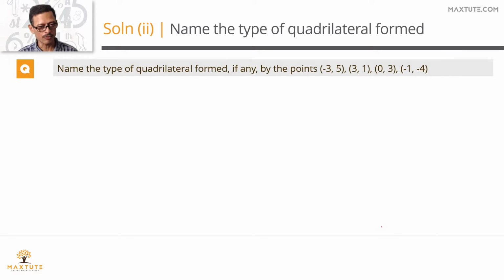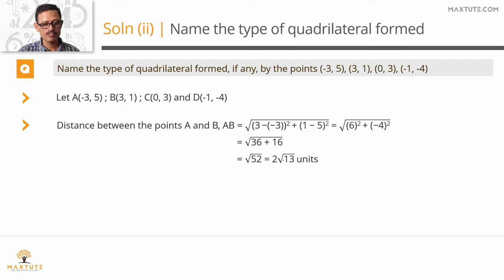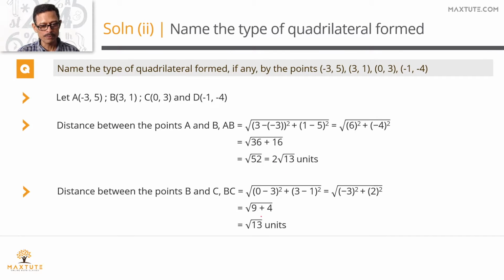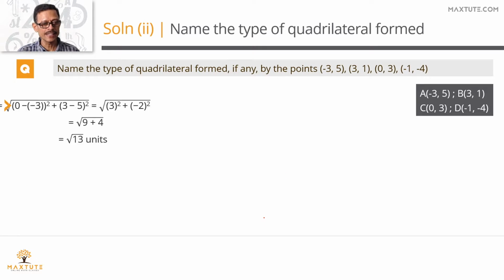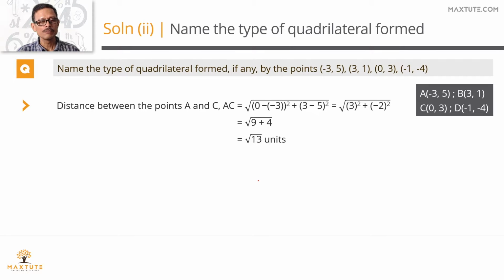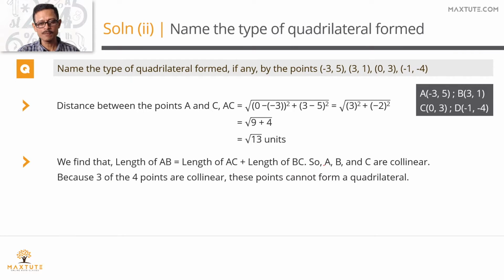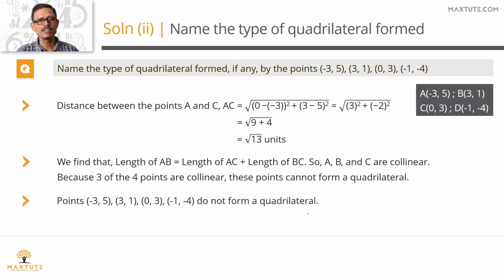Let me quickly summarize it in a printed form. We're going to be computing AB, which works out to 2 root 13. Going to compute BC, which works out to root 13. Computing AC, which works out to root 13. Because AB is equal to AC plus BC, A, B, C are collinear. If A, B, C are collinear, ABCD cannot form a quadrilateral. So these 4 points do not form a quadrilateral.